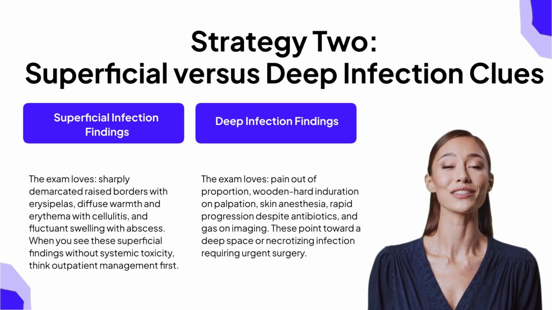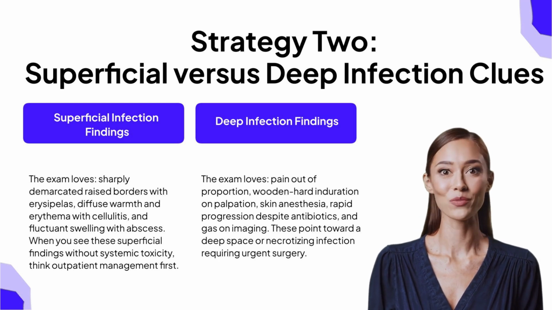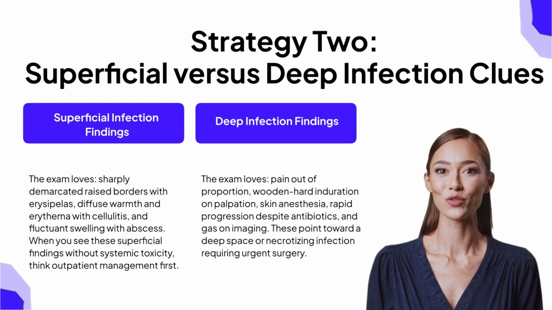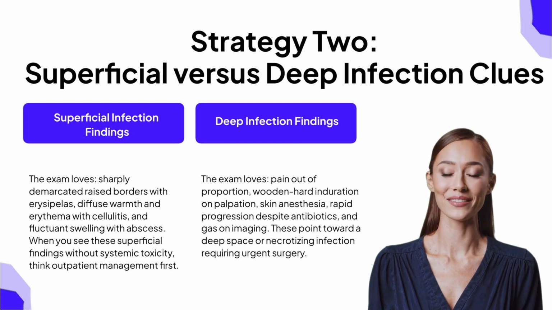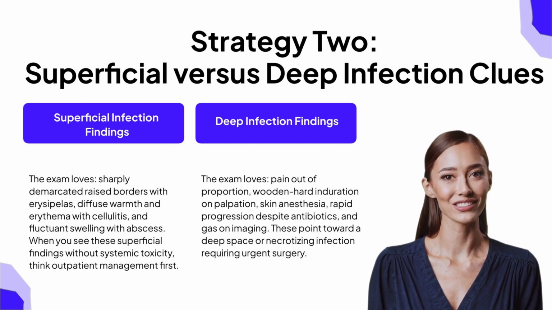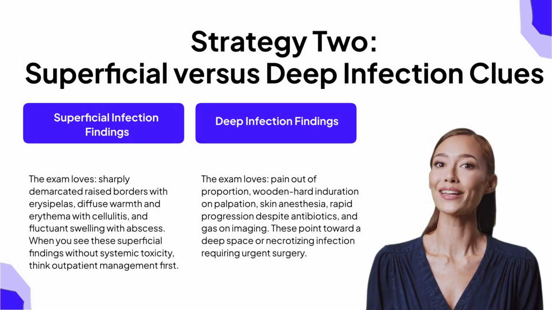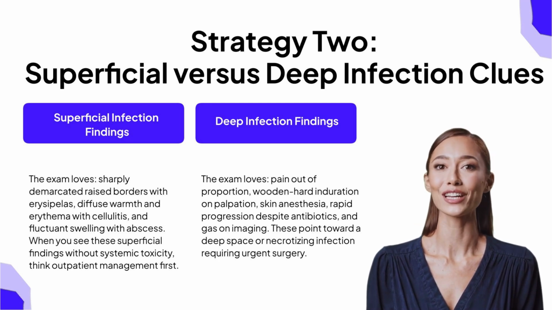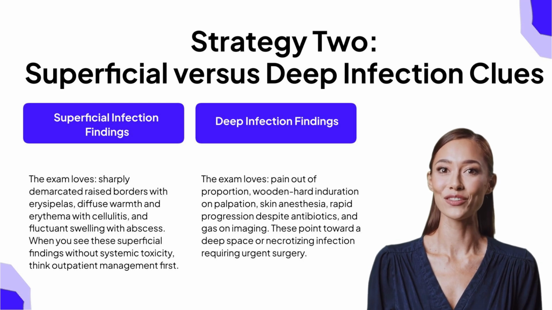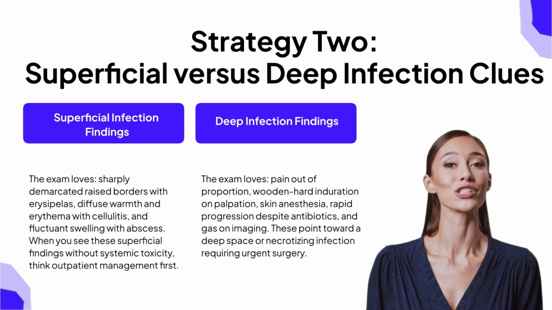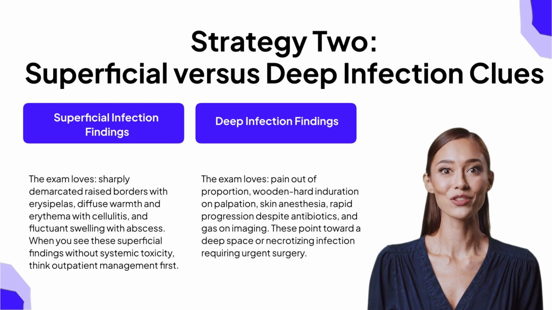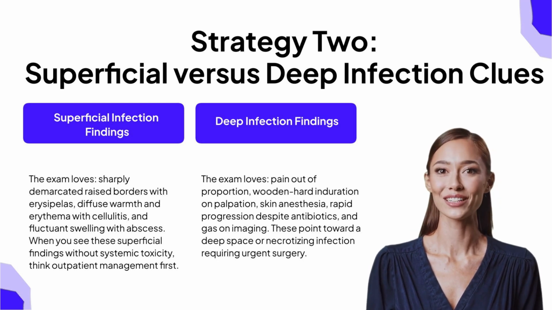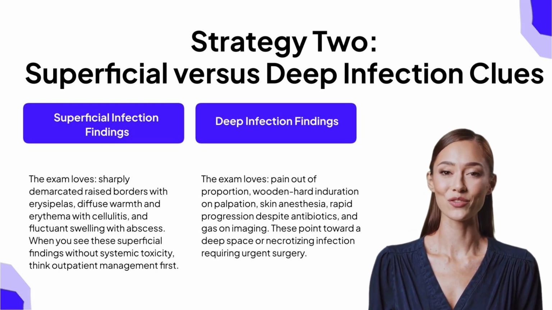For deep infections, the exam will describe pain out of proportion to what you see on exam, wooden hard induration, skin that has lost sensation, rapid progression despite being on antibiotics, and gas on imaging. These findings point toward necrotizing fasciitis or a deep space infection requiring urgent surgical intervention. This superficial versus deep distinction is one of the highest yield frameworks for these questions.